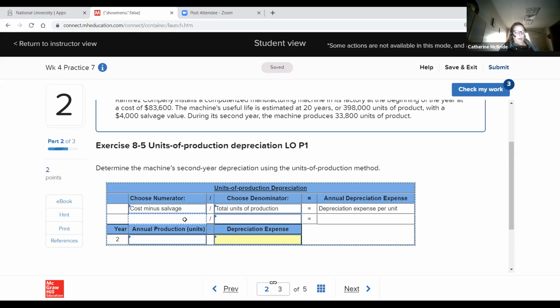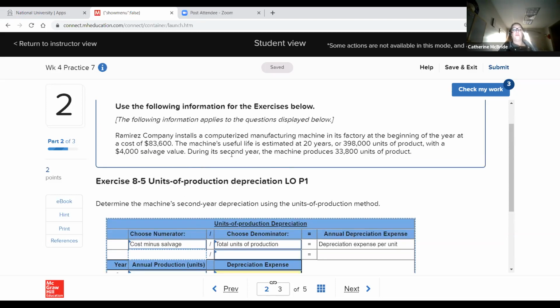So the cost minus our salvage value, I forgot the number, gotta get my calculator. Different numbers, sorry. Ramirez Company installs a computerized manufacturing machine at the beginning of the year at a cost of $83,600. So my cost is $83,600. $4,000 salvage value, so minus 4,000. So this is 79,600. The total units of production. I'm looking at year 2.